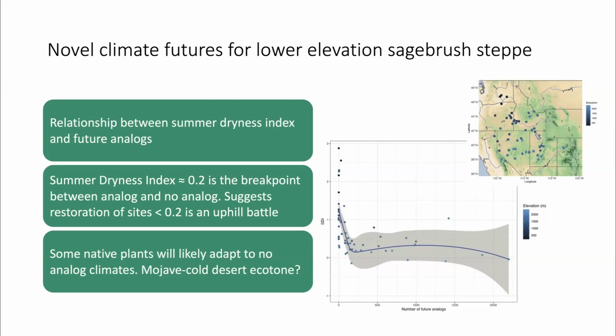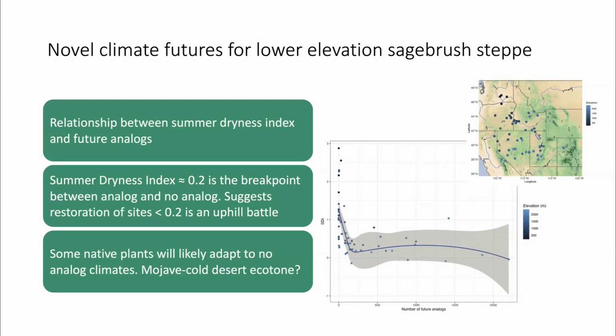So once you move a little bit lower in elevation from our Craters of the Moon site is where you really hit this break point, and you lose analogs to the point where you have no analogs, or essentially what you could refer to as a novel climate. So a good example is Boise. Boise is projected to be a novel climate by mid-century.